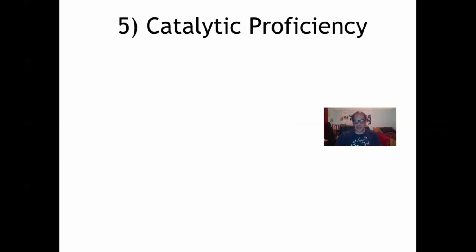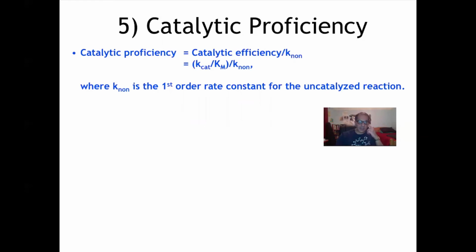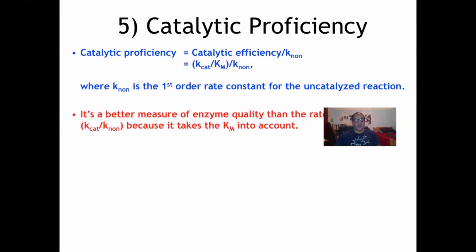What about catalytic proficiency? Well, catalytic proficiency is really just the catalytic efficiency divided by the rate constant that governs the uncatalyzed or non-catalyzed reaction. So it's catalytic efficiency divided by Knon. And since, as we just saw, catalytic efficiency is equal to Kcat over Km, catalytic proficiency is equal to Kcat over Km, all divided by Knon.